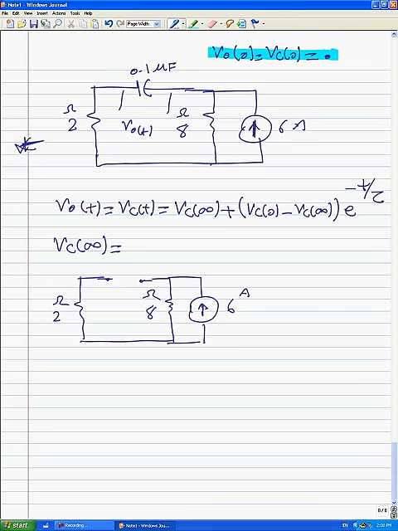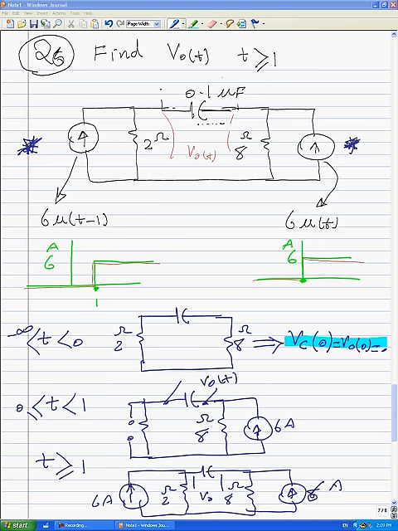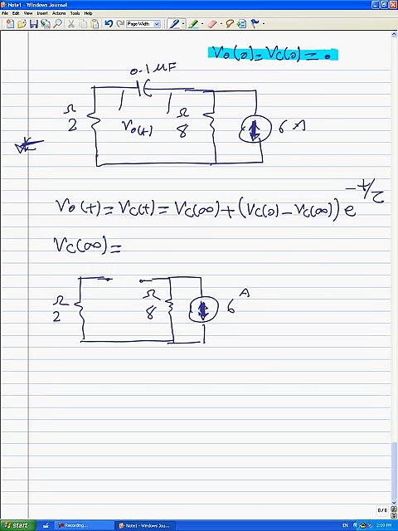Sorry, the direction of this 6 amps is like this, and also in the original question, the direction of this current is like this. Okay. Now, we can find out this voltage.